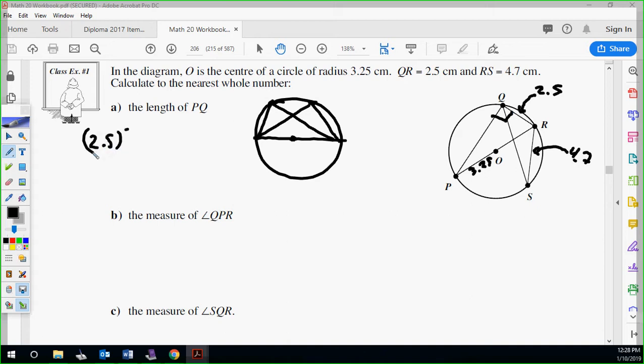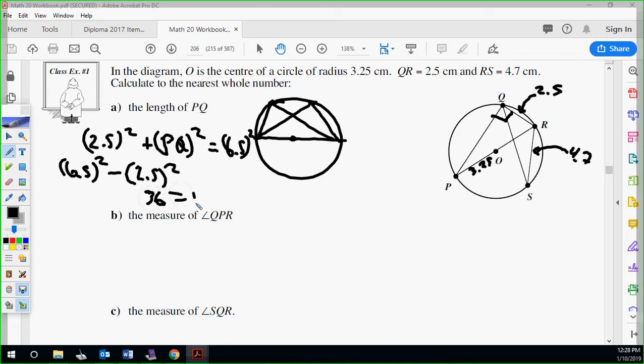So it's 2.5 squared plus, we're trying to find PQ, equals 6.5 squared. And we can do that because we figured out that's a right triangle. So when you solve for PQ here, you're going to do 6.5 squared minus 2.5 squared. When you do that, you're going to get 36 equals PQ squared. And so PQ is 6. Okay, so this right here is 6.